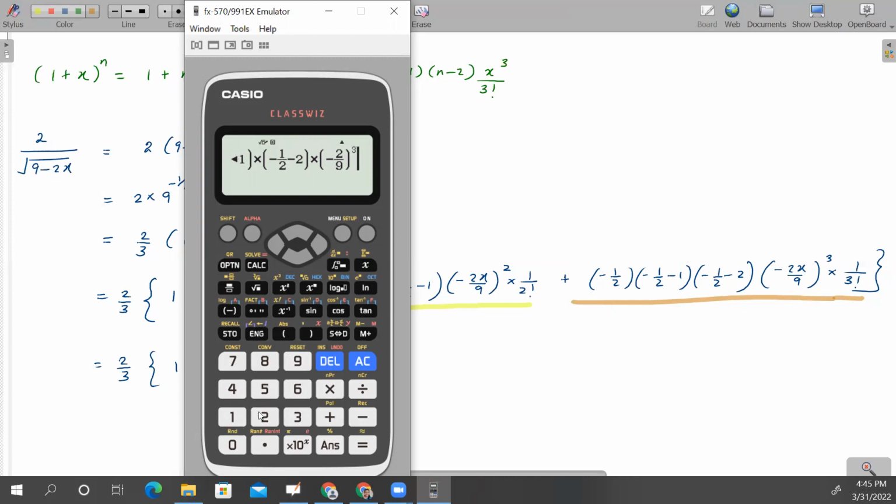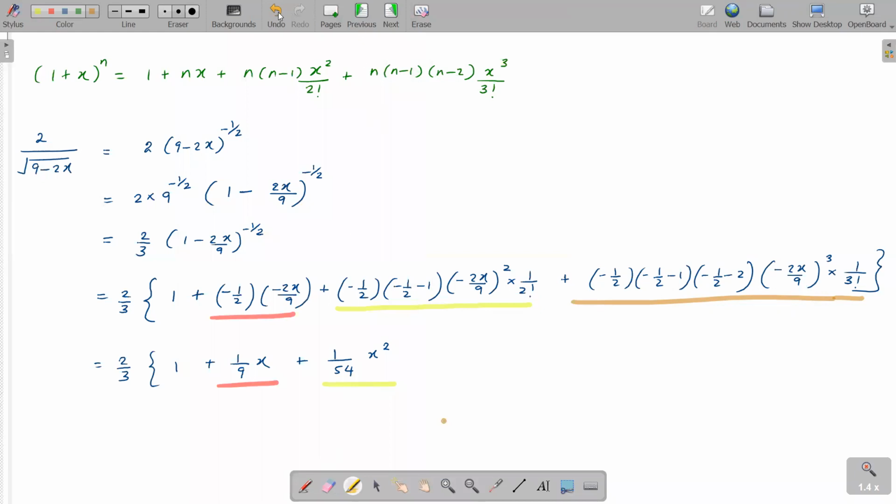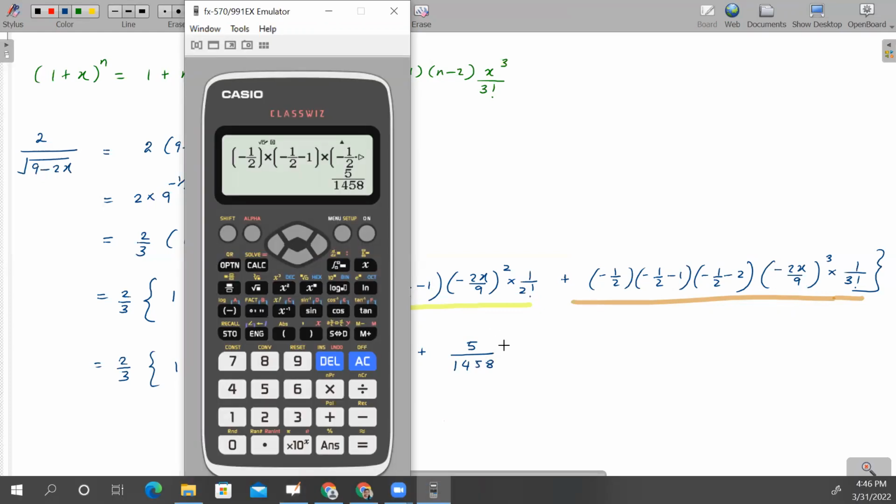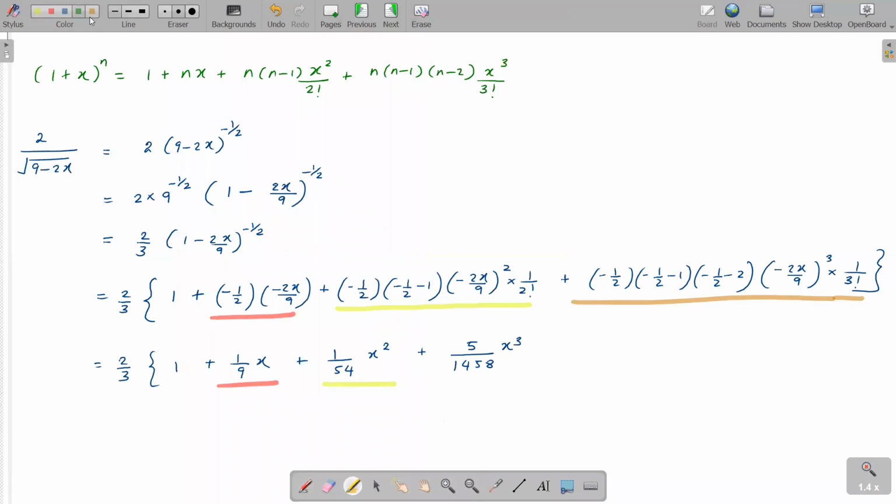Do you see? Into 1 over 3 factorial. This is okay? Okay, make sure you give here 2 over 9. You can't give the x here. 2 over 9 to the power 3, right? Can you see? I get plus 5 over 1458. And what is this? x cube. Plus 5 over 1458 x cube. Yeah. So this is the last term.